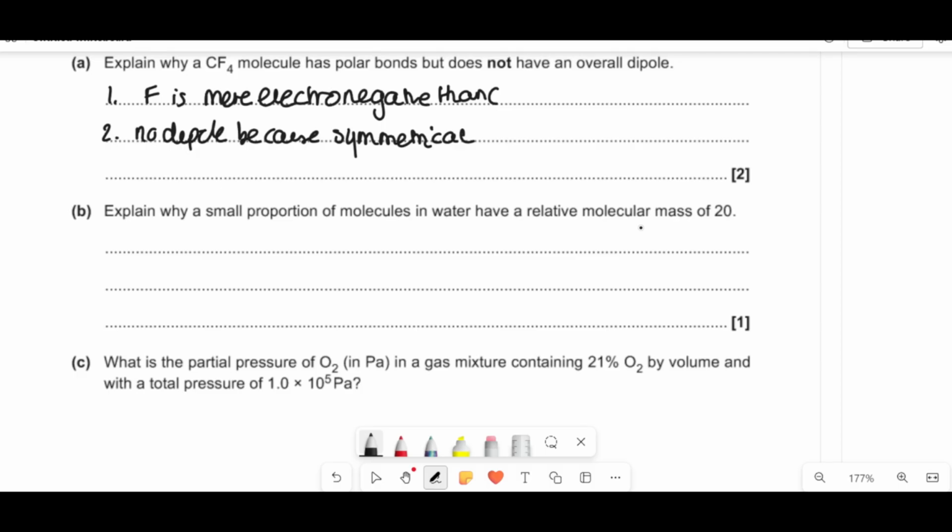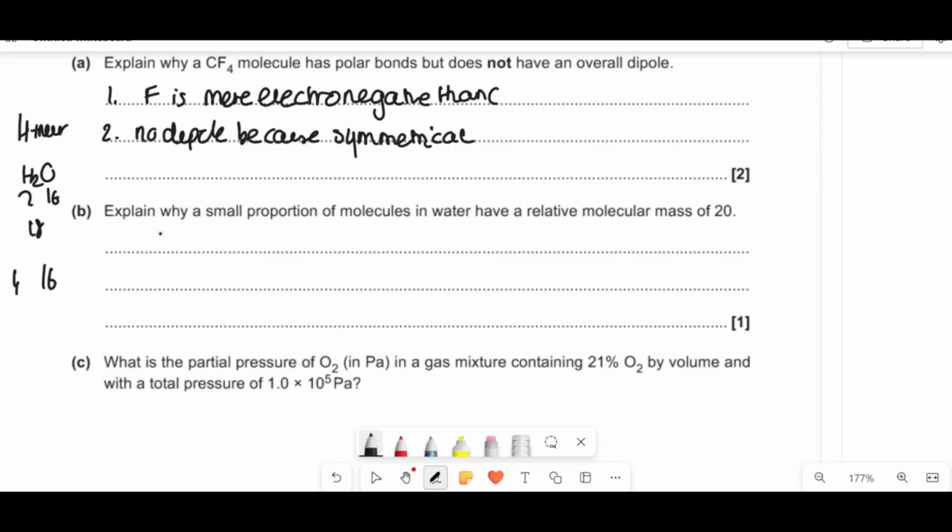There. So it says, explain why a small proportion of molecules in water have a relative molecular mass of 20. You would expect it to be H2O, which is 16, and H2, so 2, so 18, right? But for some reason, 20. What's probably happened is that in order to have 20, it's got to be 16 and 4. Why would that be 4? You can't have H with an extra neutron in, right?